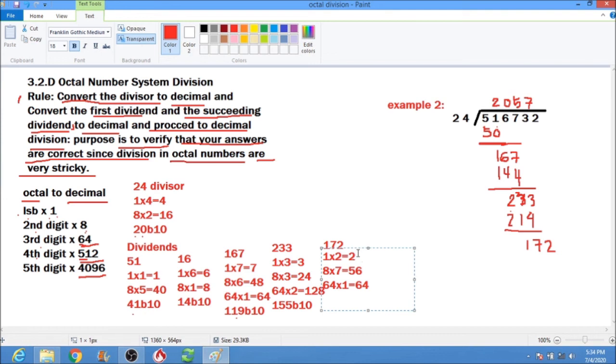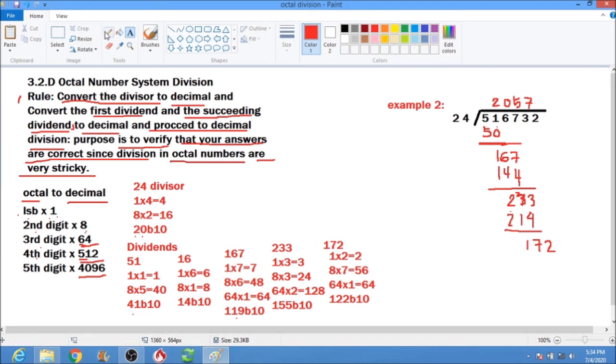Then we have 8 times 64 and that will be 122 base 10, meaning 172 is simply equal to 122 base 10. Okay, so we have 122 divided by 20, and the answer is, of course, 6. 6 times 20 is 120. So therefore, this is 6.